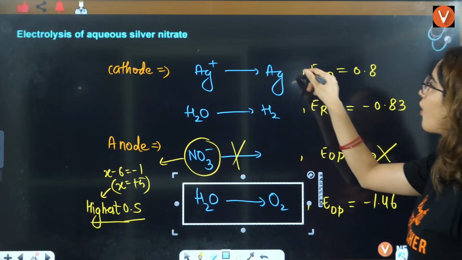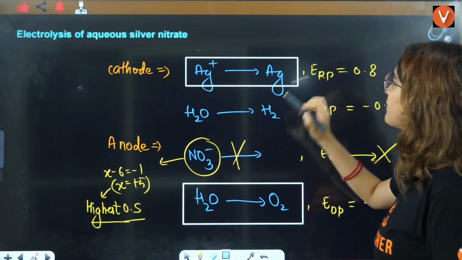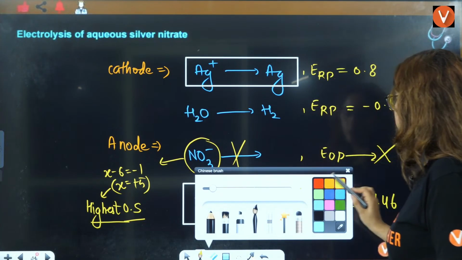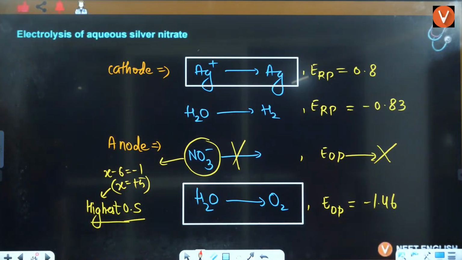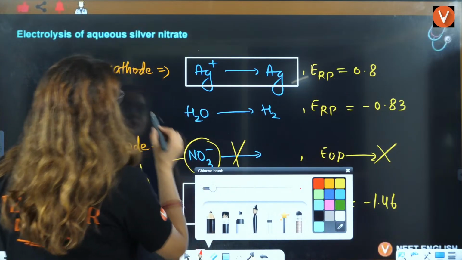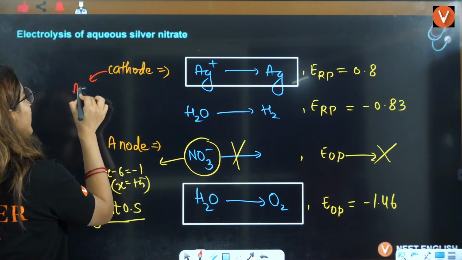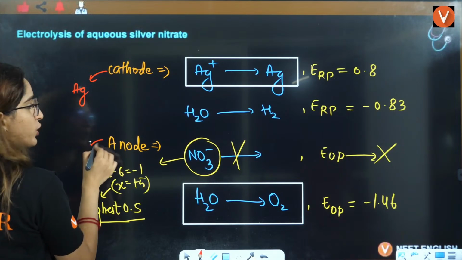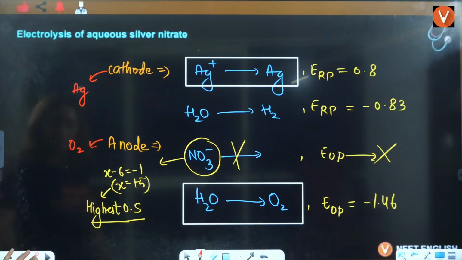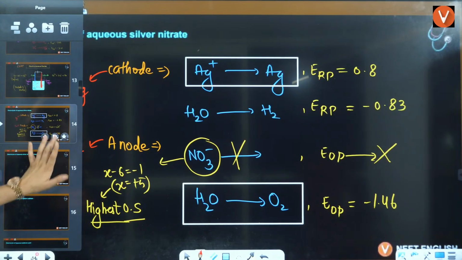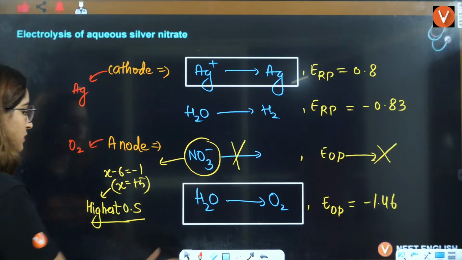And out of these two, obviously this value is higher. So Ag will be formed at cathode. Okay, chalo. Now, guys, let's see that. So you can say at cathode you have Ag, and at anode you have the formation of O2. Simple, right? Now let's change it.